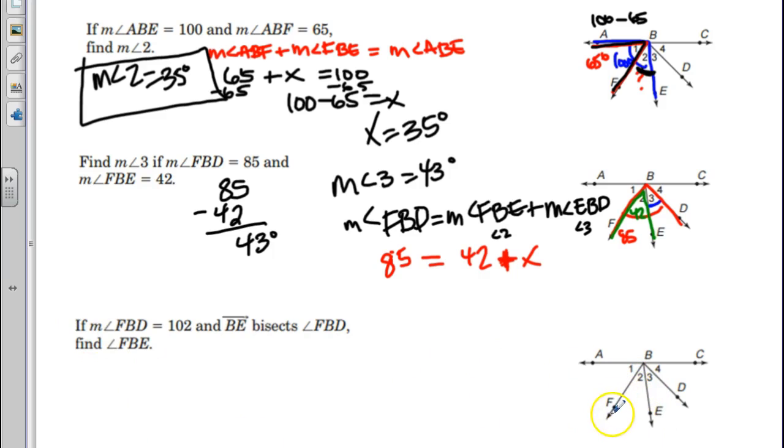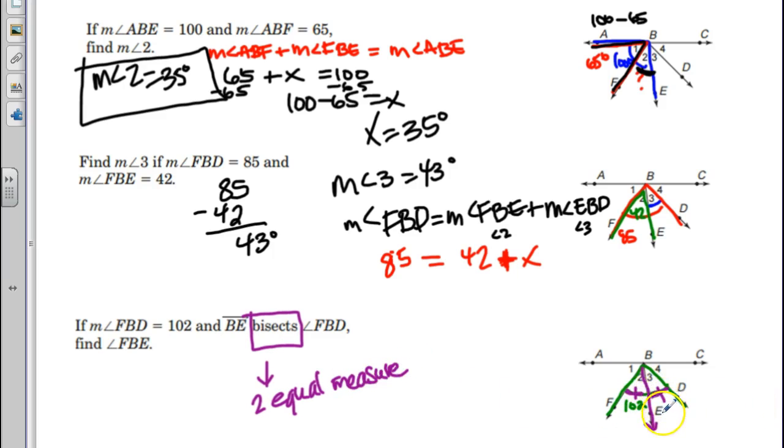If the measure of angle FBD is 102, so there's FBD, so that's 102. And then it says BE bisects FBD, so let's go ahead and get BE here. If it's bisecting those, then we know that these two guys are equal in measure. Bisect means it's going to split into two equal angles. So we have two angles that are equal in measure. So whatever angle 2 is, that's also what angle 3 is. So it says find FBE, which is angle 2.